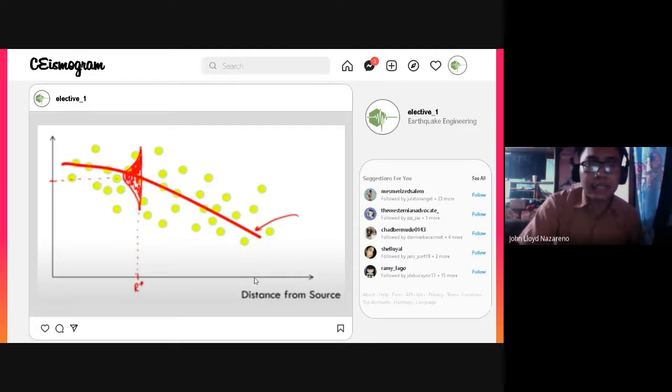Matatandaan natin dyan sa graph na yan, yung x-axis niya, distance lang, and yung relationship niya sa PGA, yung measured. Pero sa spectral acceleration, nag-add na tayo ng period, which refers to time. Nakalimutan ko lang ilagay yung graph for spectral acceleration.